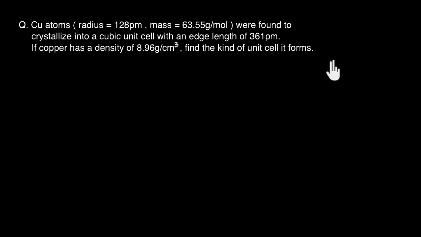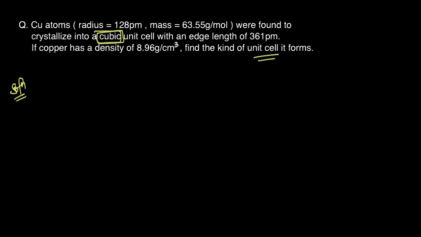Interesting question. We are given some information regarding copper and we need to figure out the kind of unit cell that it forms. So let's see how I try and solve this problem. Well, if I read this question carefully, I'll see that it's given that copper atoms were found to crystallize into a cubic unit cell. Now we know that unit cells can come in different shapes. They can be cubic or orthorhombic or tetragonal, etc. In fact, there are 7 different shapes that are possible. But it's already given in the question that the copper atoms fall into the cubic system, right? So the unit cell that it has is definitely cubic.